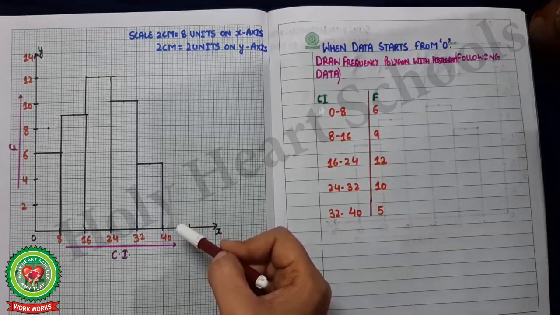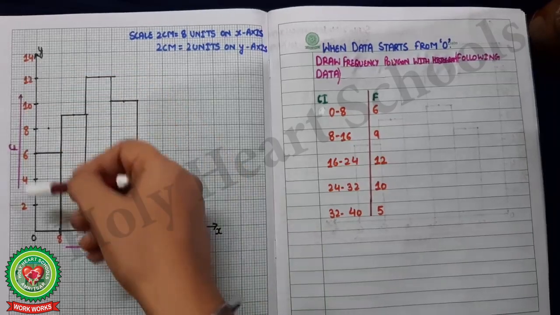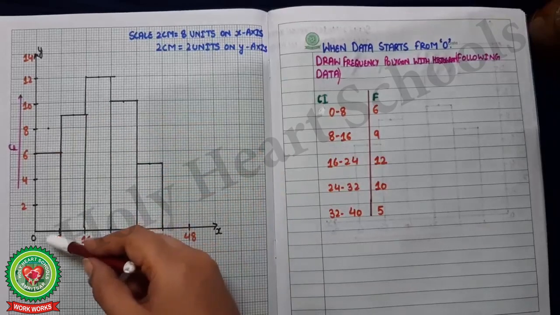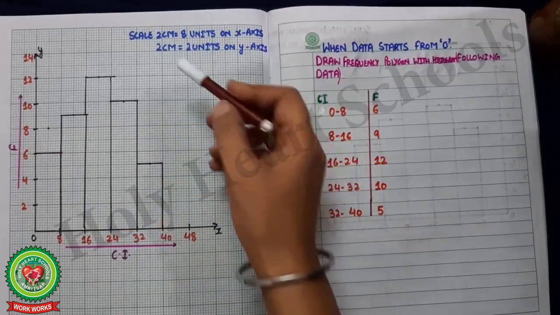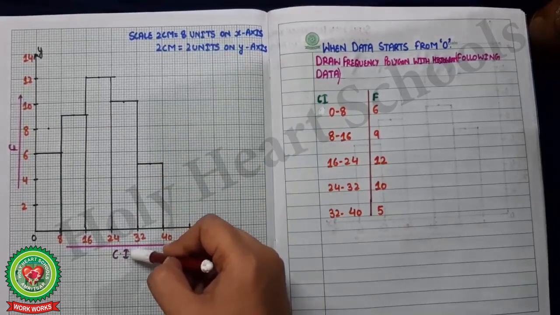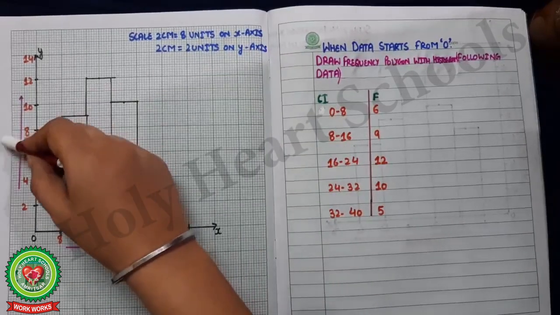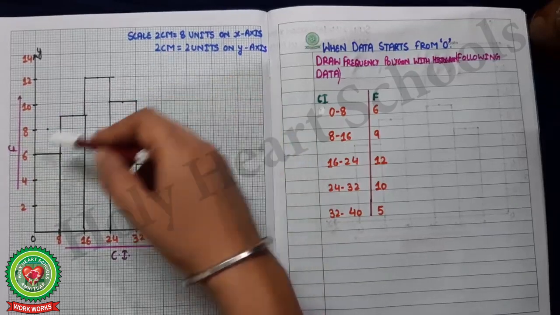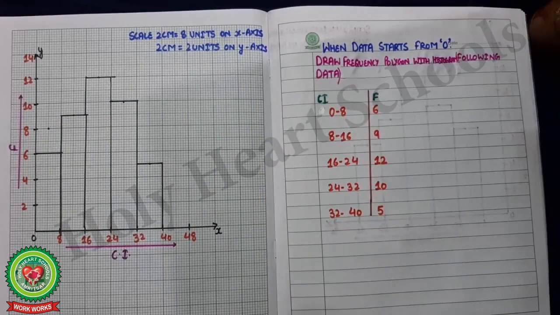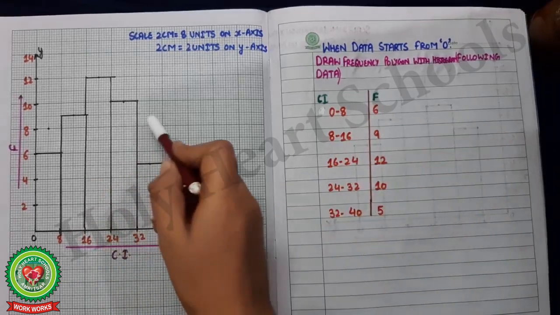As we have learned how to draw histogram, we will write all the related things, that is x-axis, y-axis, origin, scale, information along both the axes. See the scale. Here gap is of 8. So we will write 2 centimeter is equal to 8 units. As here we are having class interval, we will write units on x-axis. In the same way we are having frequency here, so here also we will write 2 centimeter is equal to 2 units on y-axis, and with this information we will draw this graph, that is we will draw histogram.